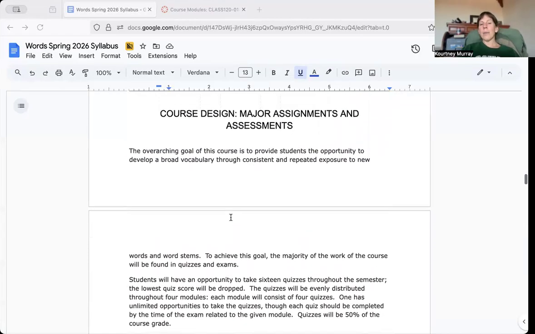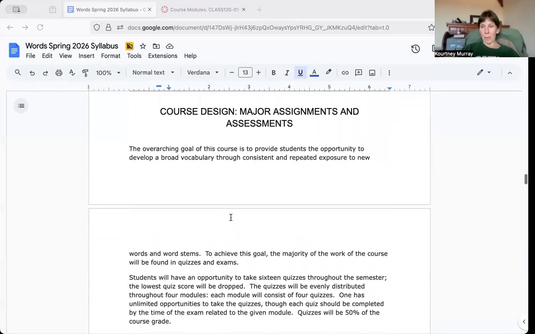All right. So let's talk about the major assignments and assessments. Now, here's the thing. This course has 16 quizzes. There are more quizzes than there are weeks in the course. And I feel very nervous saying that because it seems like a lot, but they are 50% of your grade. So it's not just like I'm throwing 16 quizzes at you.